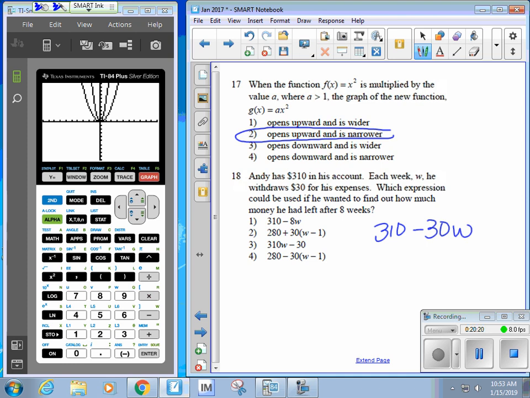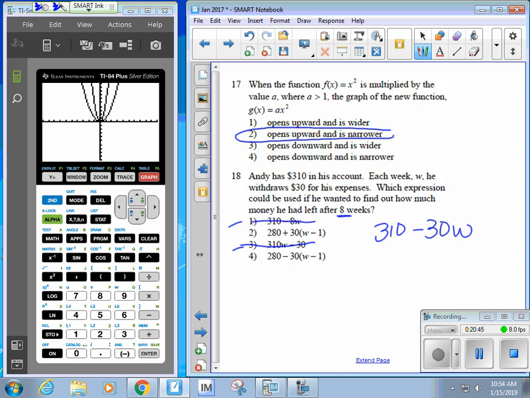The trouble is that choice isn't there. The closest thing looking to it is 3 or 1. But you see how they put the W on the wrong piece in number 3, and you know that's not right because it's taking away 30 every week. 310 should be a plain number because that's where we're starting. This one's taking away 8 every week, and you do see 8 in the problem, but that's 8 weeks. In other words, 8 is the W.